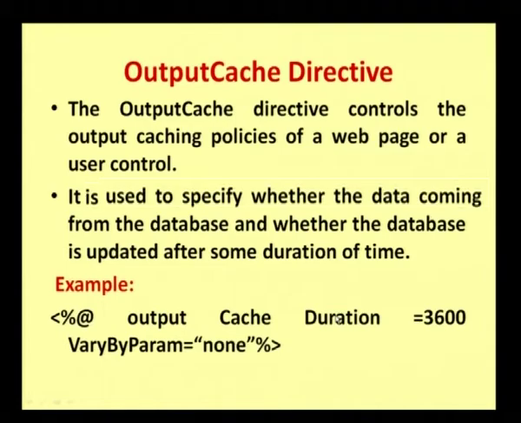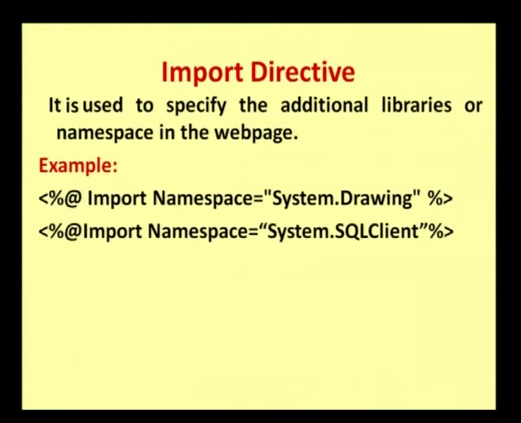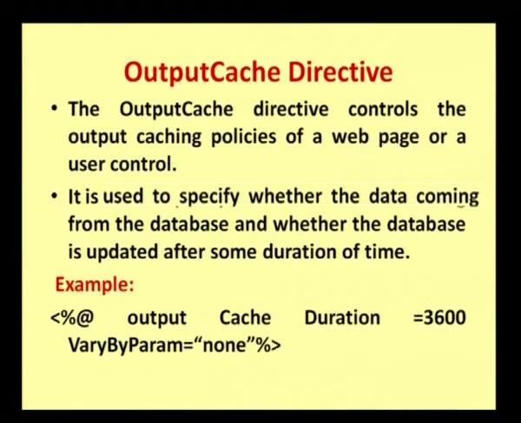So these are the important basic directives which we are using. The page directive specifies the type of the page, the language used, and whether the page is being compiled, etc. The import directive specifies the namespaces or objects from C#, the parent language, which are required for some websites, and the output cache directive specifies the database operations. So these are some of the important directives required to write an ASP.NET program.